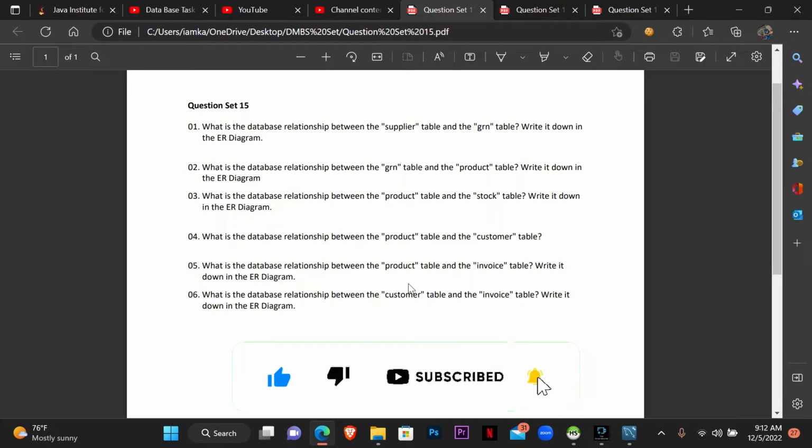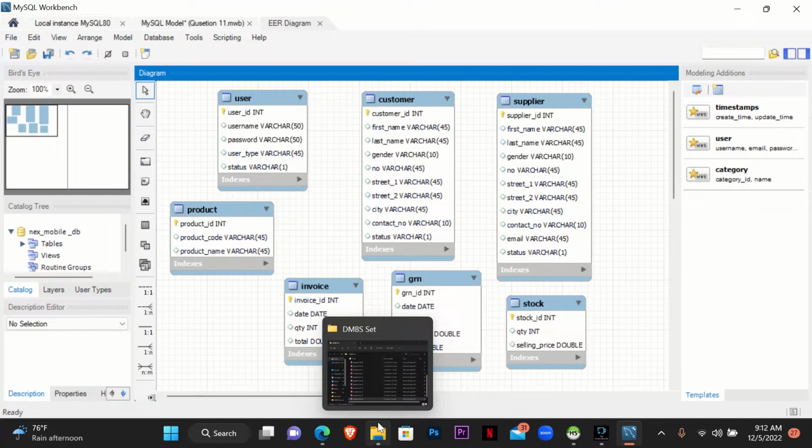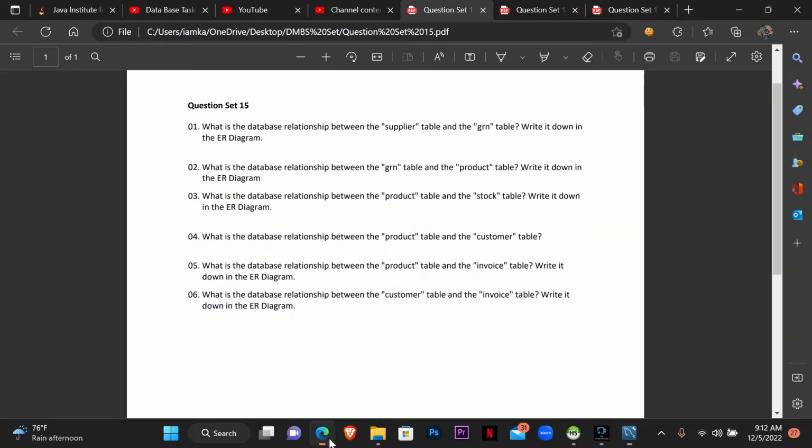In earlier videos we have discussed question set 14, and we created this ER diagram. Today we are going to talk about question set number 15. My first question is, what is the database relationship between the supplier table and the GRN table? Write it down in the ER diagram.